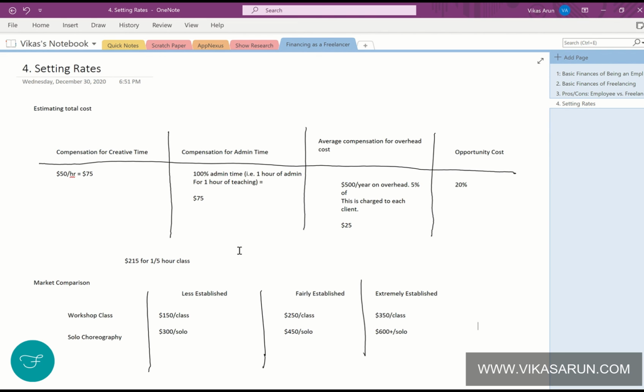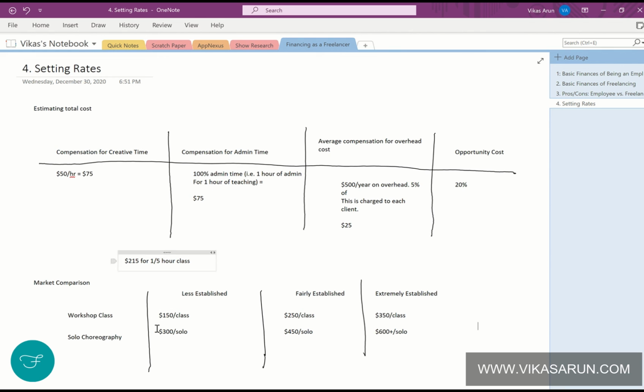So again, as a quick review, there's two ways of going about setting your rates. Estimating your total costs, in which case you estimate all 4 of these costs and add that up to get the cost of your service. And then you should also compare to your market: talk to fellow freelancers, talk to people in your industry, talk to your clients, see what they feel is a reasonable rate. And these two things should approximately match up.